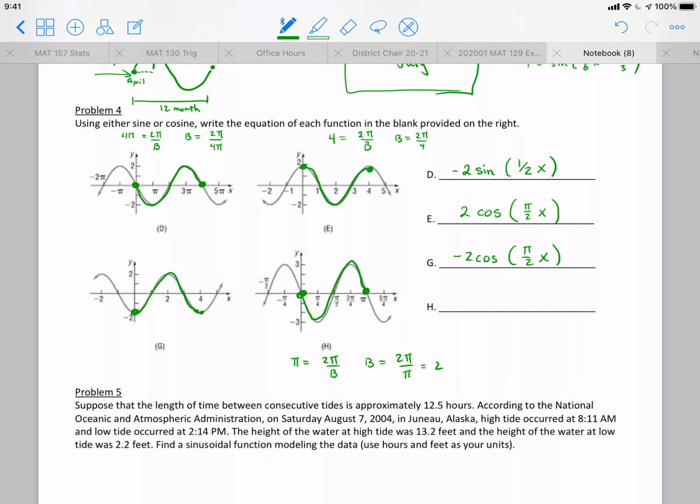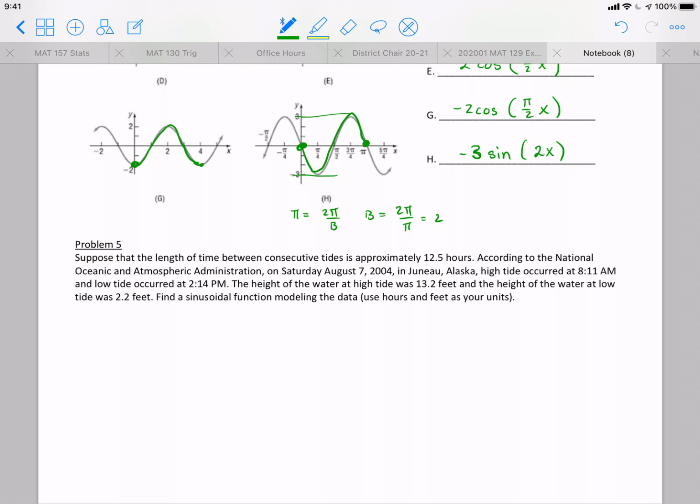And also it's a 3 for the amplitude because we're going down to a 3 from the center line. And it's also going down first, so this would be a negative 3 sine of 2x. And again, no left-right shift, no up-down shift, so keeping things simple.